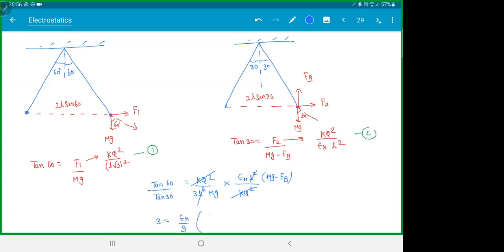What is mg? Density of the body times volume times g. What is the buoyant force? Density of the liquid times volume times g. By mg is again rho b Vg. Vg will cancel. You end up with rho b into 1 minus rho liquid by rho b is equal to 9 by epsilon r. So we get rho b is equal to rho liquid times epsilon r by epsilon r minus 9.